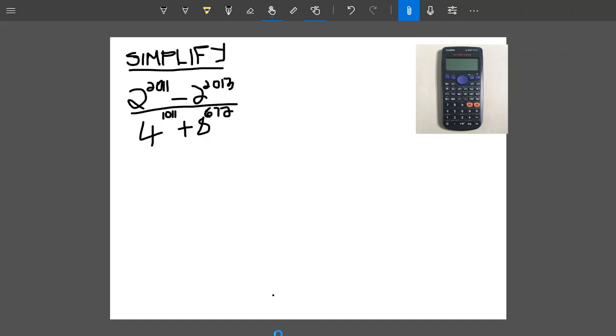Today we are dealing with this problem. This is a simplify question, and this kind of question is typically an exam question, very difficult for a learner or student to solve. So let's begin. First thing, you will realize that the bases are different, and it will be more difficult to solve this when the bases are different.